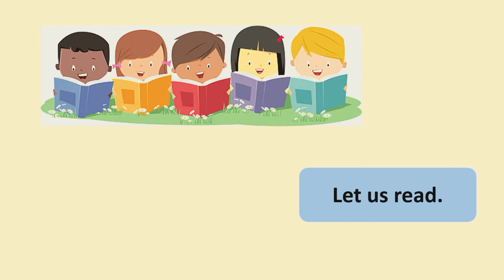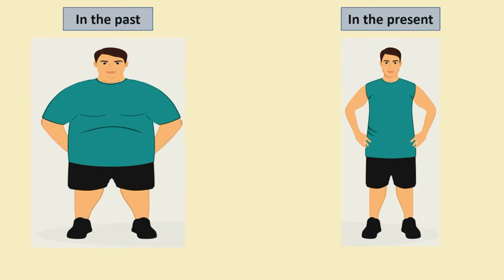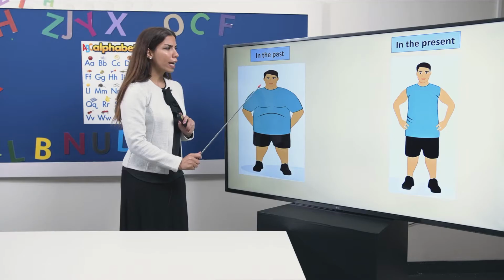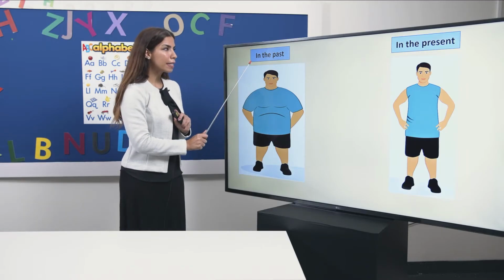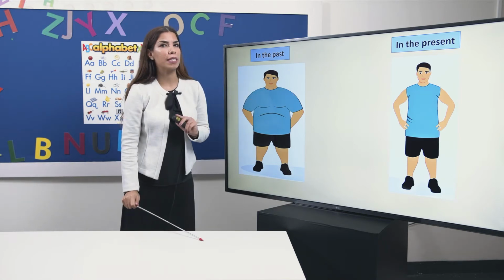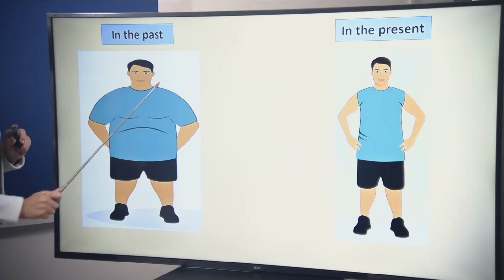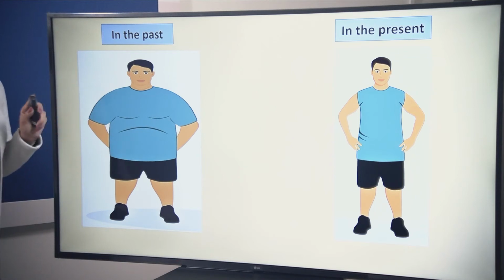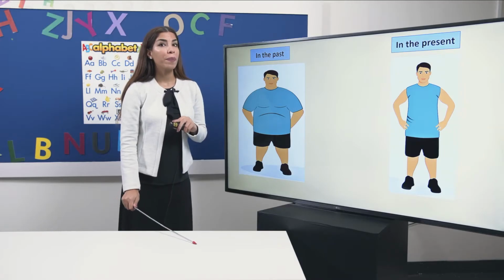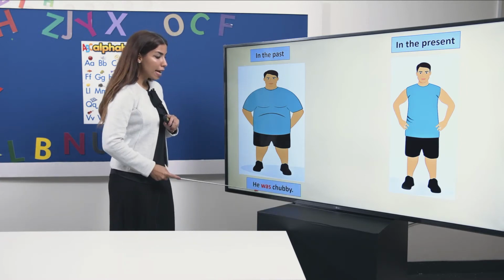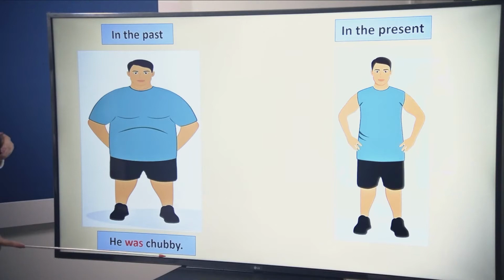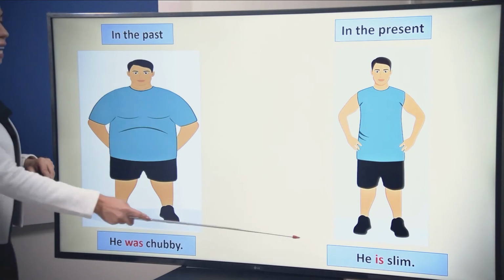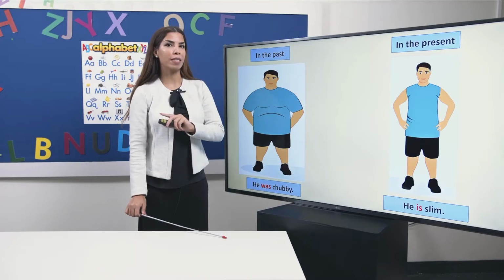Now, let us read together. Look at these two pictures. Look at this guy in the past and in the present. What do you think? Is he the same as he was in the past? Look at his body. What do you think changed? Yes, in the past, he was chubby. And now, how does he look like? Now, he is slim.